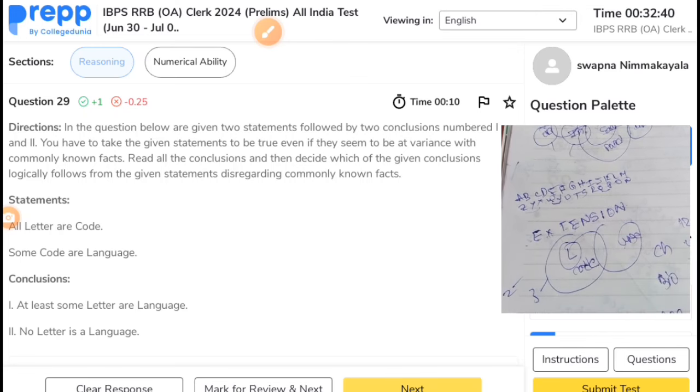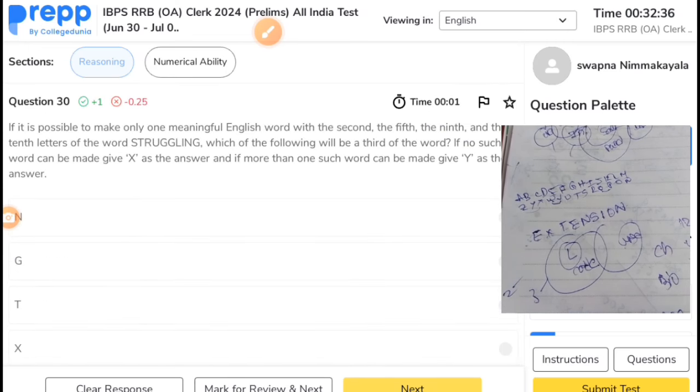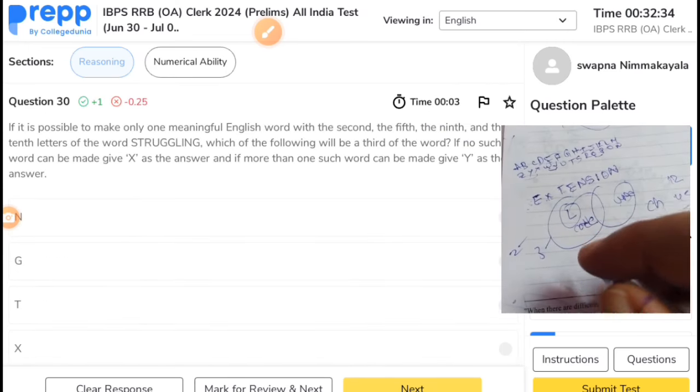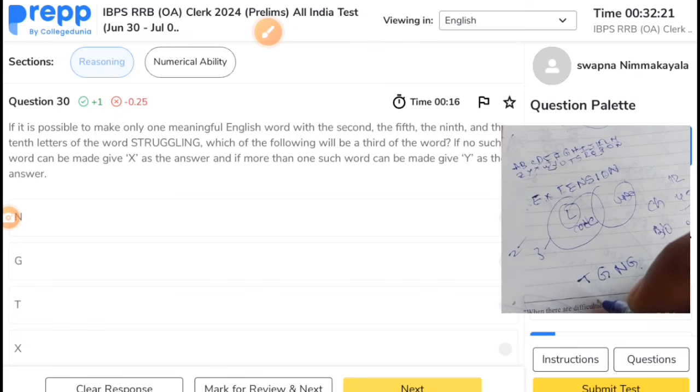Some letter or language, no letter is language, either one or two. Second, fifth, ninth. 3, 4, 5, 6, 7, 8, 9, 10. Second, fifth, G.